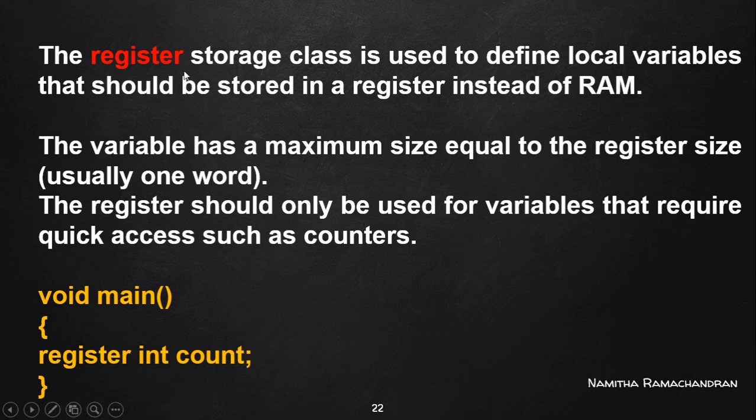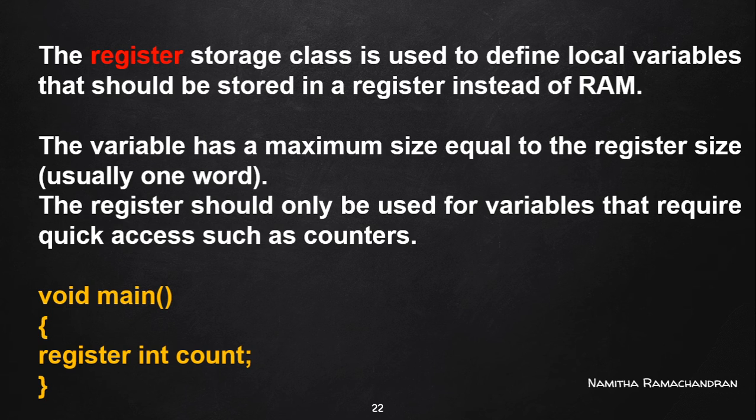And next about the register type storage class, which is used to define local variables that should be stored in a register instead of RAM. That is, while declaring an auto type variable, its corresponding memory allocation takes place in our primary memory, that is inside our RAM. But in case of declaring a register type variable, the corresponding allocation of storage space takes place inside our register set.